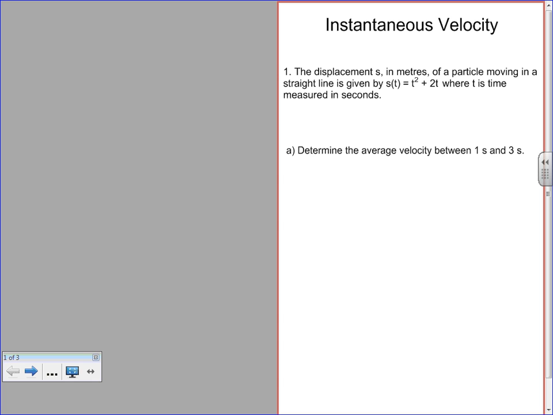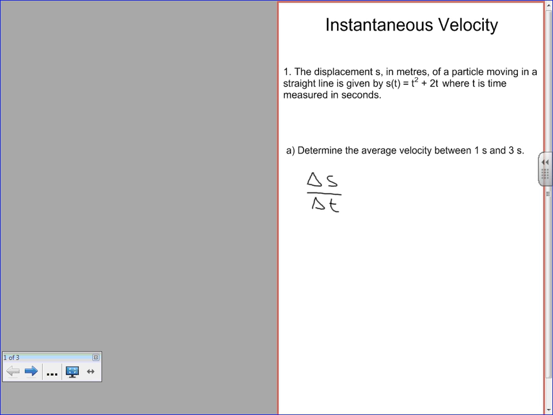Our first question: the displacement S in meters of a particle moving in a straight line is given by that function, where t is time measured in seconds. Determine the average velocity between 1 and 3 seconds. So I want to figure out on average how fast this particle is moving. I need to figure out the change in the displacement and divide it by the change in the time, because that will give me a rate of change.